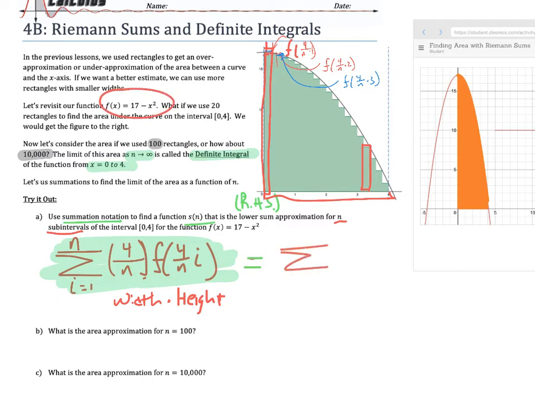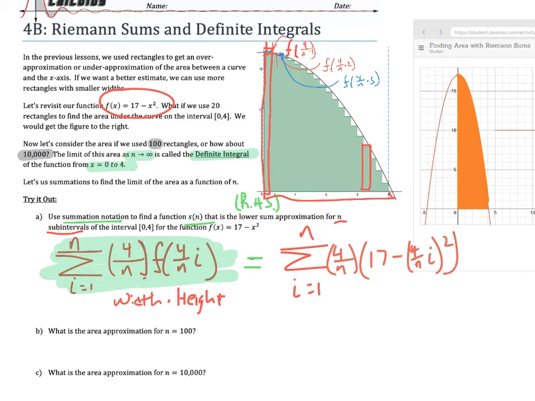So we're going to have the sum from 1 to n of 4 over n. Now, by the way, n is a constant. We're going to pick it. n is not changing, so we can actually factor that out, right? That doesn't actually need to be in the sum there, but we will eventually here. Let's leave it in for the moment. So 4 over n times 17 minus, and we have x squared, so x is 4 over n times i, squared.